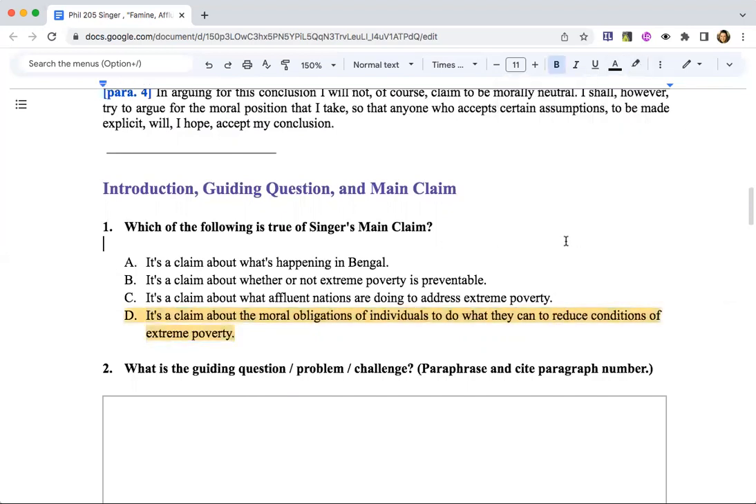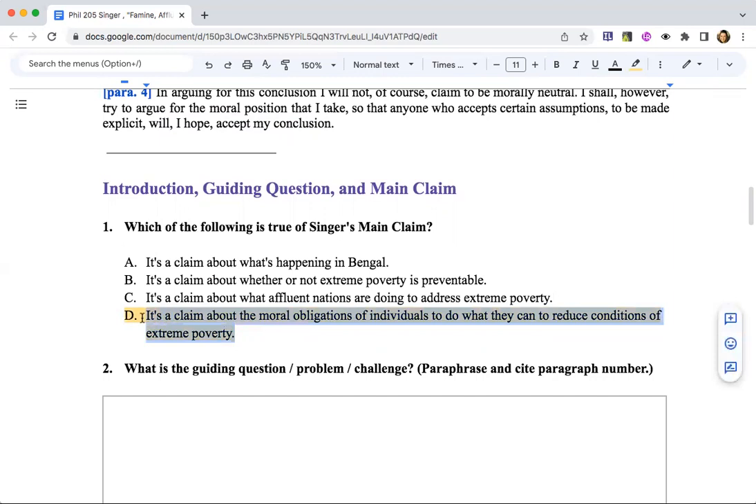The correct answer is D. These claims have all been made in the opening section. There are claims about what's happening in Bengal. Right up front, he claims that it's preventable, and he clearly illustrates that affluent nations are doing X or Y. Those are all established up front. They're not the main claim of the paper.